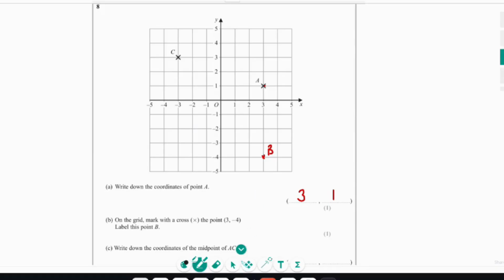Write down the coordinates of the midpoint of AC. Let's join A and C together first. Just by inspection, you can see the midpoint is there. The coordinates of this point are, well, the x value is 0, the y value is 2.